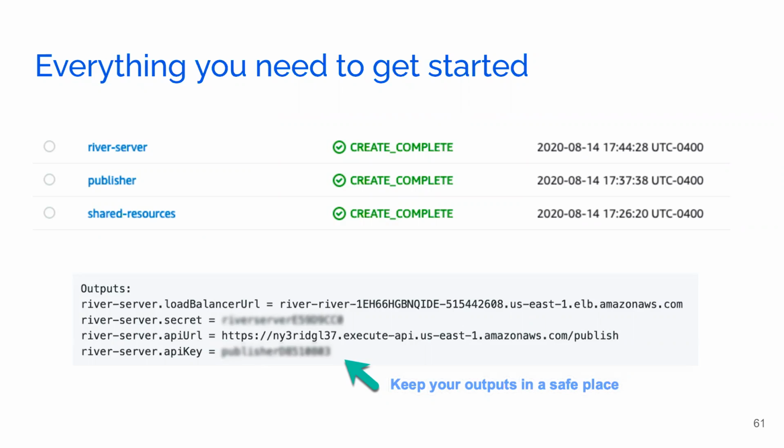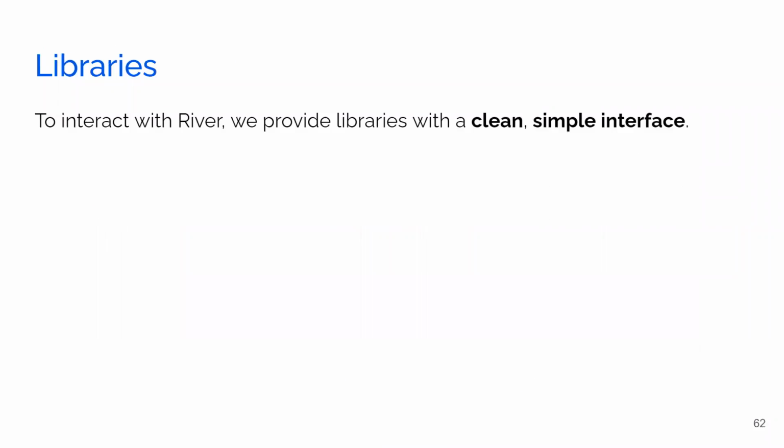As we mentioned in the beginning, River is meant to be used alongside an existing application. So besides deploying it, you also need to interact with it. This is what these outputs are for. We provide libraries with a clean and simple interface to make it easy to interact with River.